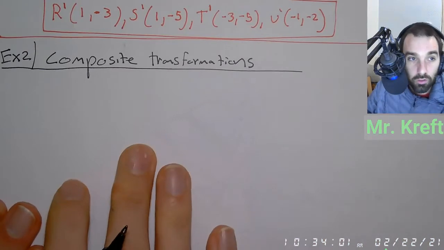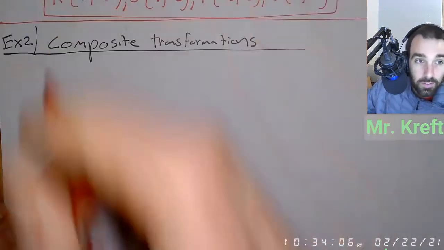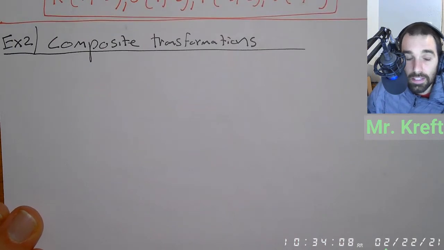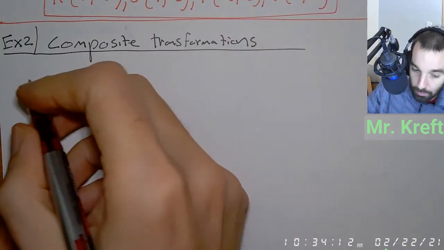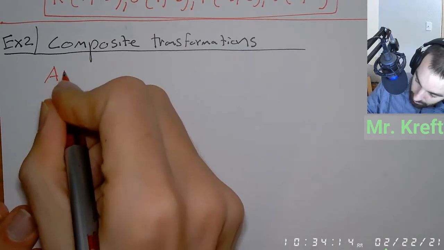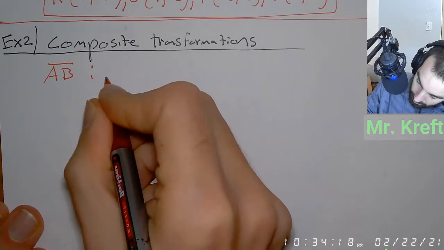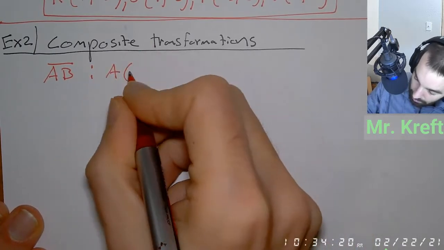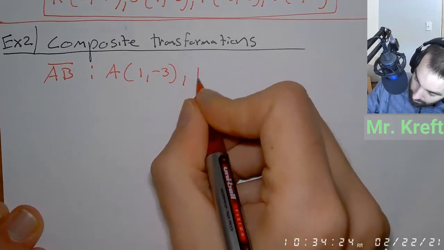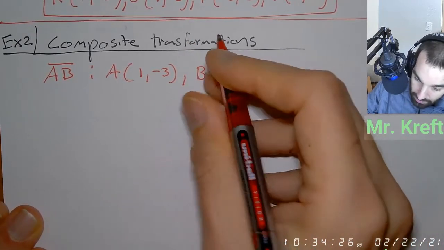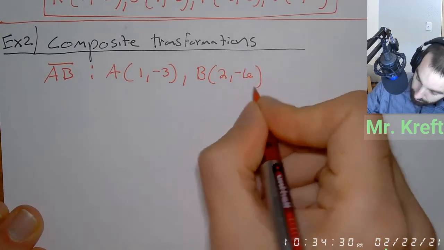Oops, I should do an S on that. Transformations, plural. Okay, so to do this, we're just going to do this with segments because less points, right? It's just busy work if you have more points. So we're going to look at segment AB, and A is going to be at 1, negative 3. And B is going to be at 2, negative 6.